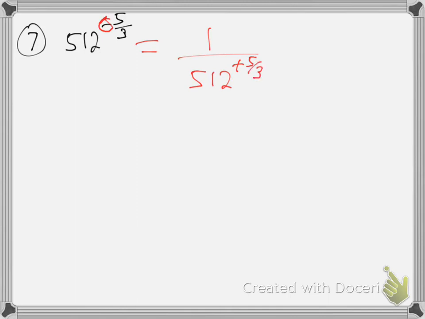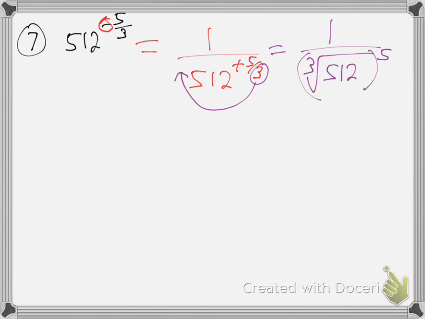The negative powers jump to the other side of the fraction underneath a 1, and then they become positive. So that's the first thing. That's a negative power. Now, what about the fact that it's not only a negative power, it's a fraction? Well, that denominator swings around into the hook. So the third root of 512, and I'm going to put the 5th power out like that.